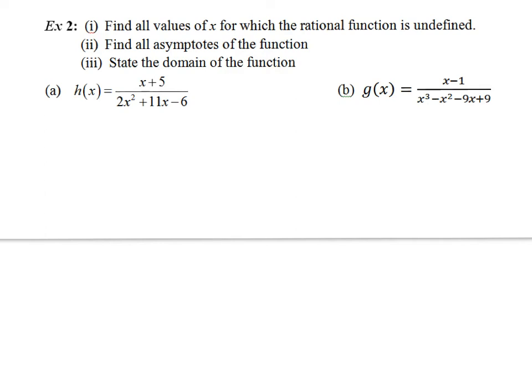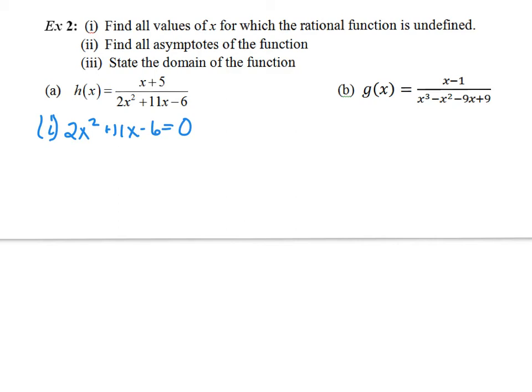Let's practice these very same ideas in example number 2. For the function h of x is equal to (x plus 5) over (2x squared plus 11x minus 6), what I'd like to do is first of all find where this function is undefined. So in part 1 here, we are going to set our denominator 2x squared plus 11x minus 6 equal to 0. Now this is a quadratic equation, so I have 3 different possibilities for solving this quadratic.